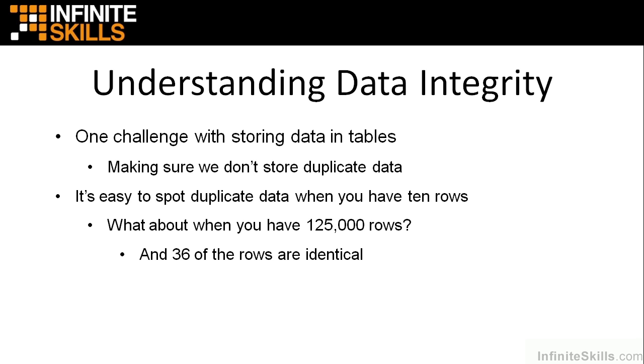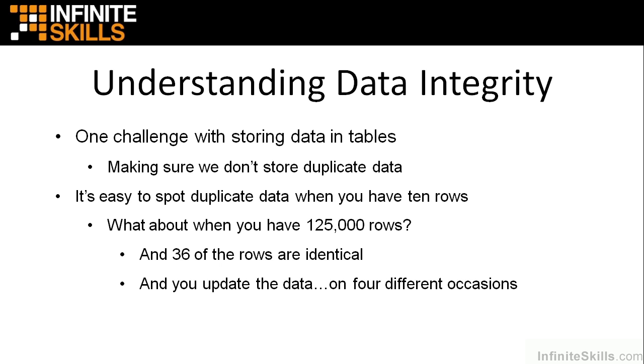Now, what if I have 125,000 rows and 36 of those rows are identical? We have 36 entries for Mary Johnson. All those rows are identical, and you update the data on 4 different occasions. So Mary Johnson changes something, or something about her data updates. We go in, make the changes, and 3 of the 36 rows got updated.